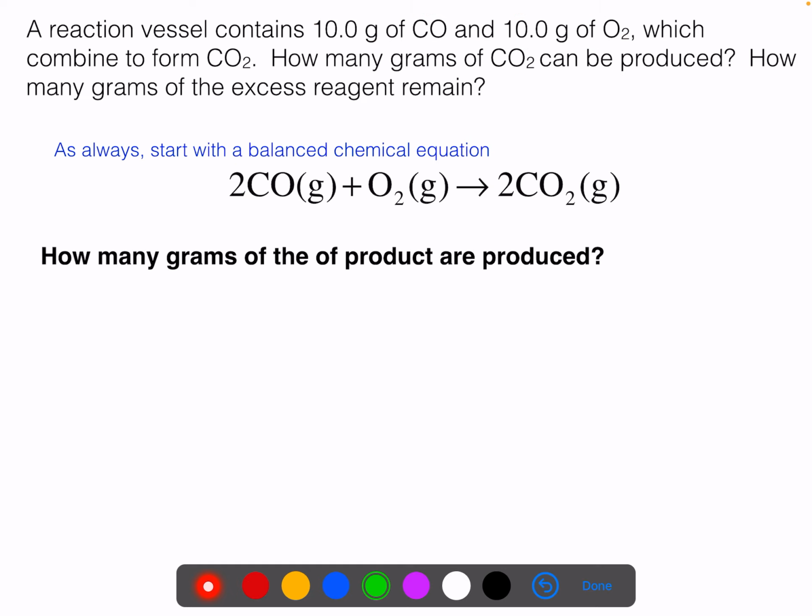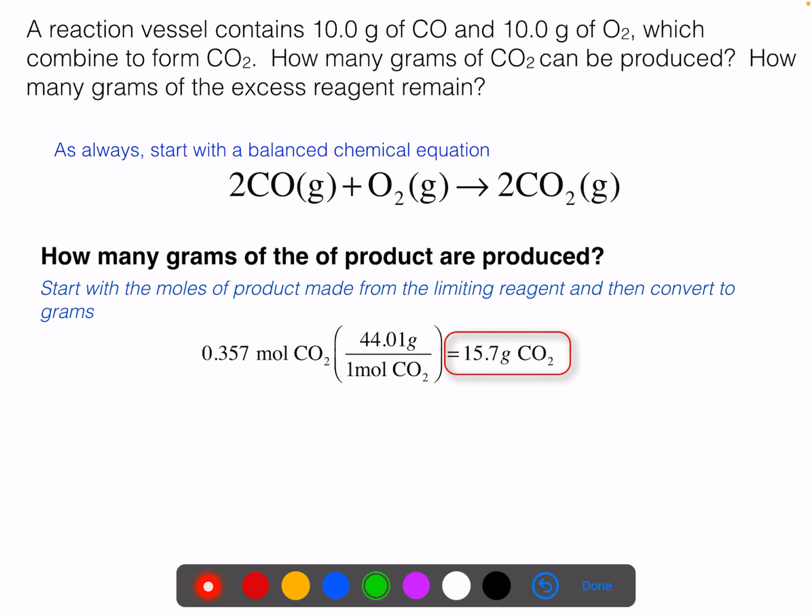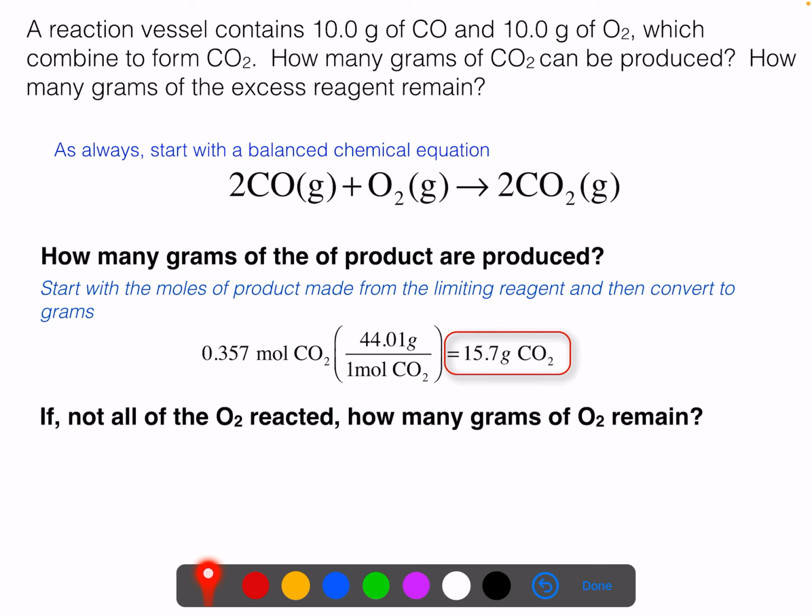Now, how many grams of the products are produced? If we want grams, we now know the moles of CO2 that were produced from our limiting reagent. So if we want to go to grams, we can just multiply by the molar mass, right, of CO2 to get 15.7 grams of CO2.